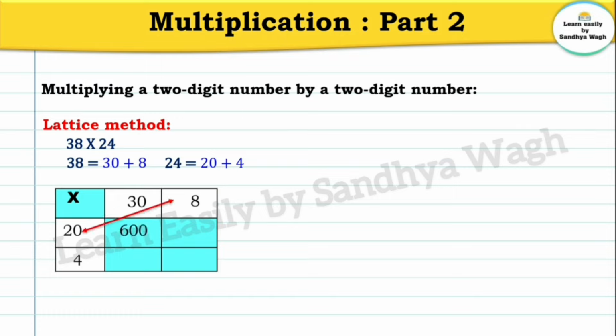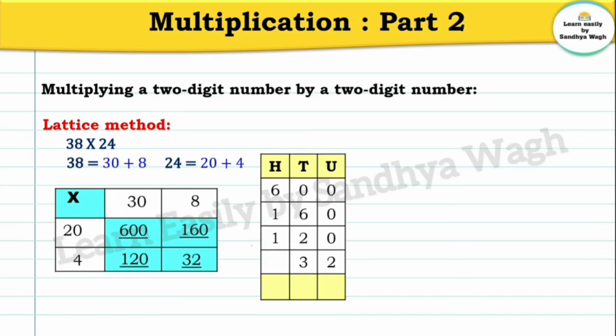Now let us multiply 8 by 20. We will get 160. Now let us multiply 30 by 4. So we will get 120 and 4 8s are 32. Now let us add these numbers. So 600 plus 160 plus 120 plus 32. Now after adding these numbers we will get 912. Now let us solve this same problem using the vertical method.